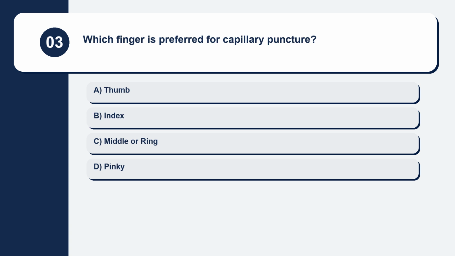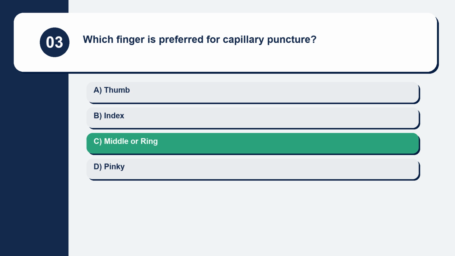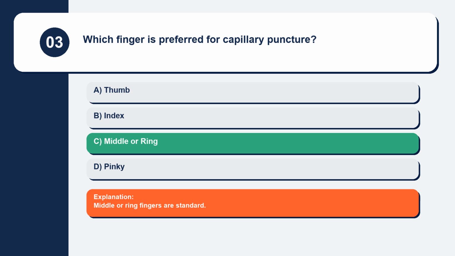Question 3. Which finger is preferred for capillary puncture? Thumb, index, middle or ring, pinky. Middle or ring fingers are standard.